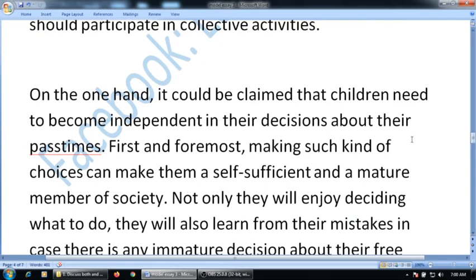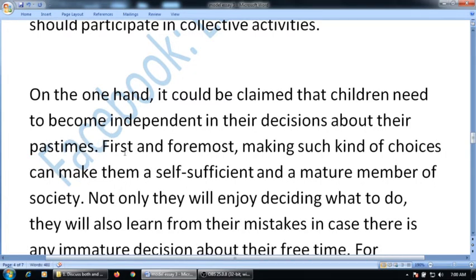On the one hand, it could be claimed that children need to become independent in their decisions about their pastimes. So there is a spelling mistake. Pastimes we use with one single s. It is pastime, pastimes. So when you have made a mistake and then correct it, you will never forget. This is why I make mistakes and then I correct them, to teach you in a better way. You will never forget the spelling of pastimes now.